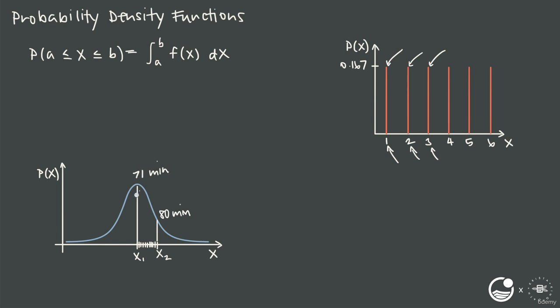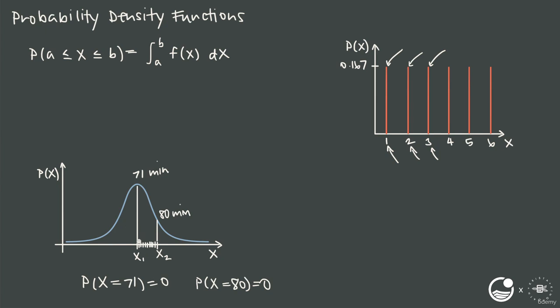And so, with a continuous random variable and its probability density function, the probability of any specific exact value in the range of the continuous random variable is actually 0. So for a variable like this one, the probability that x is exactly equal to 71 minutes is 0. The probability that x is exactly equal to 80 minutes is also 0.